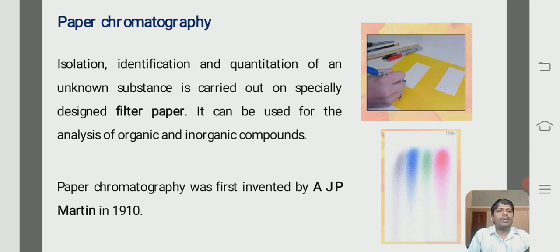What is paper chromatography? This is again a separation technique in which isolation, identification and quantitation of an unknown substance is carried out on specially designed filter paper. Keep it in mind, we are going to use a filter paper in paper chromatography. It can be used for the analysis of organic and inorganic compounds. This technique was first invented by A.J.P. Martin in 1910.